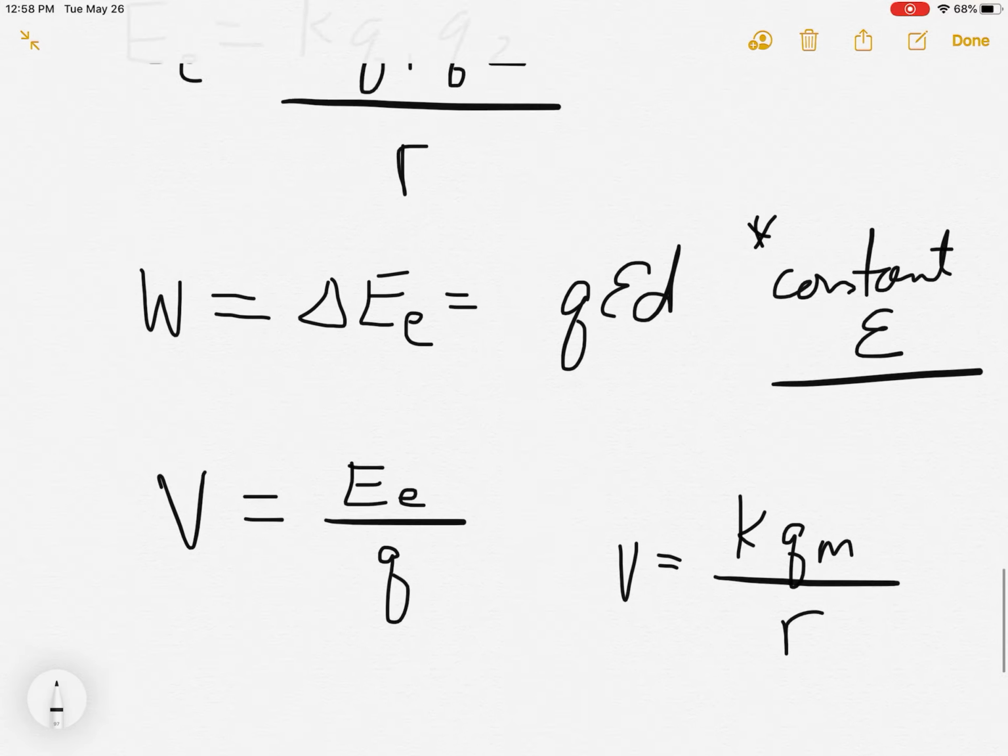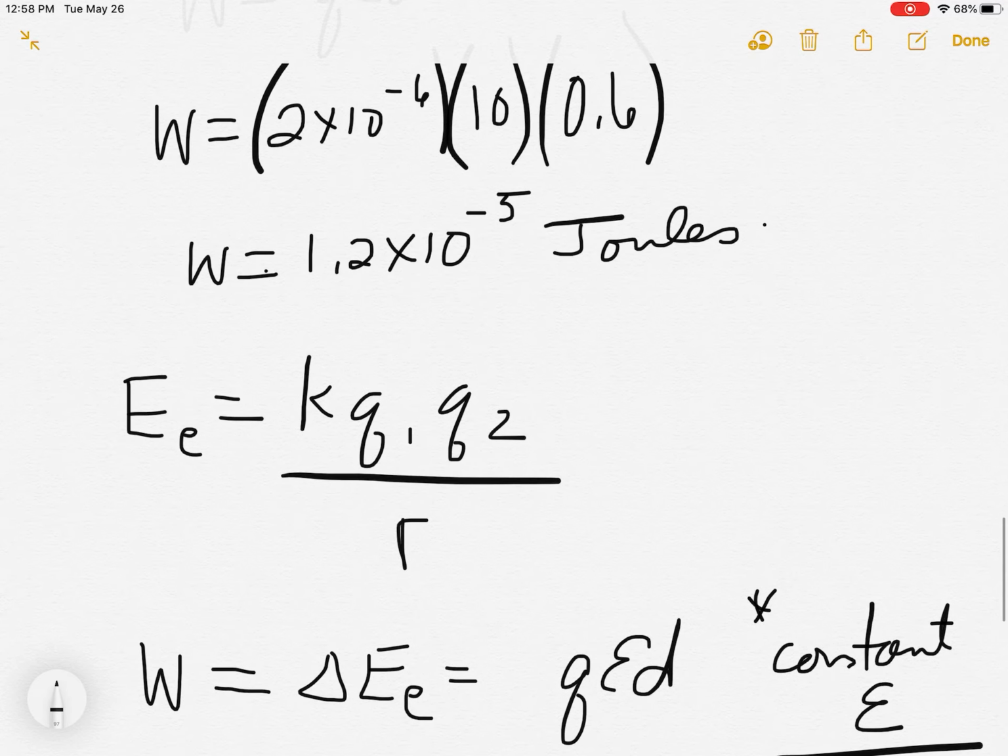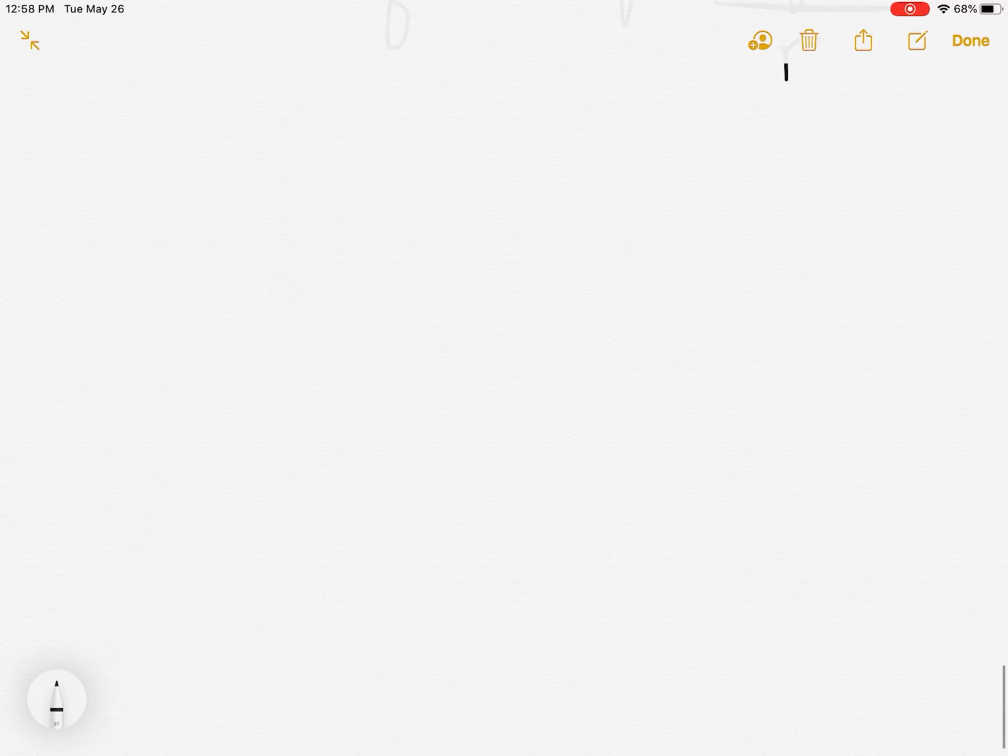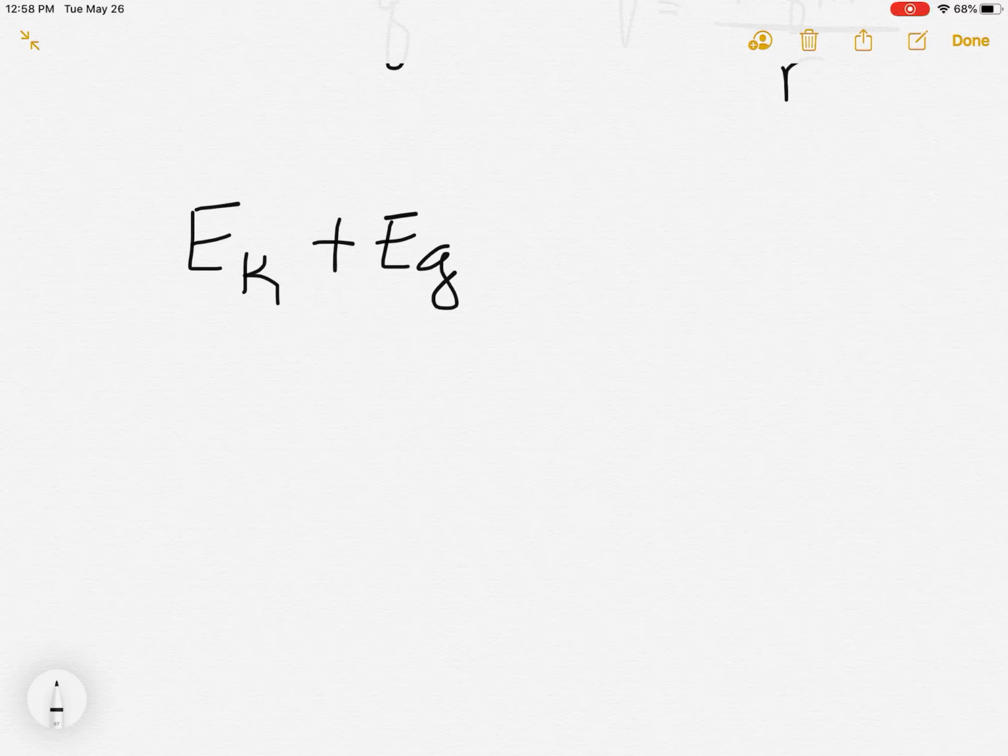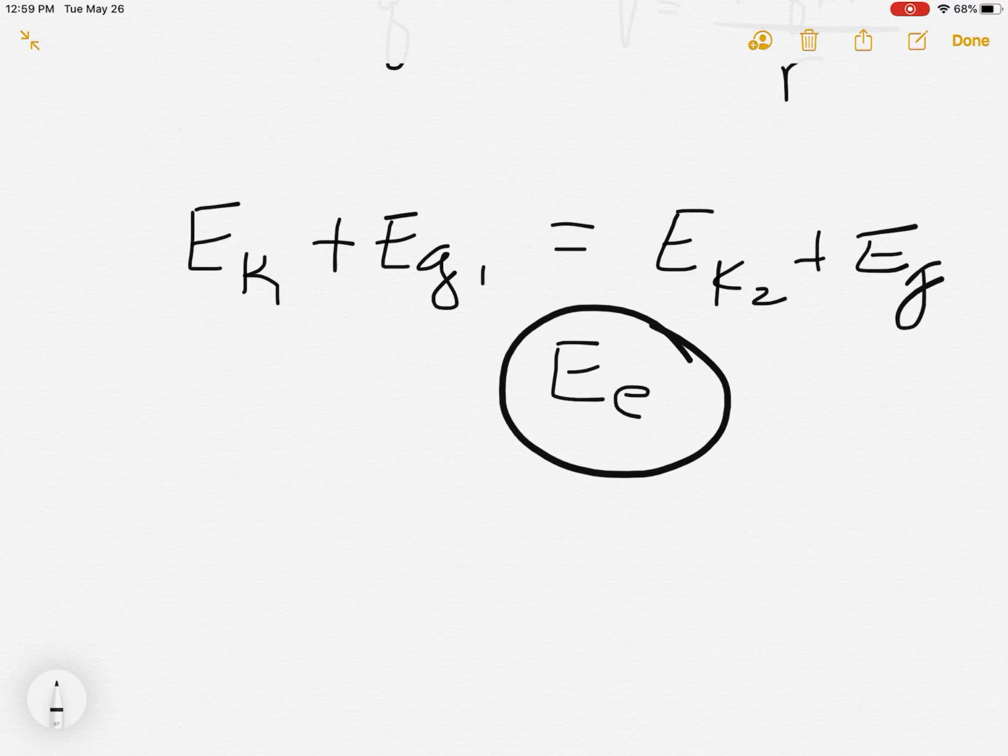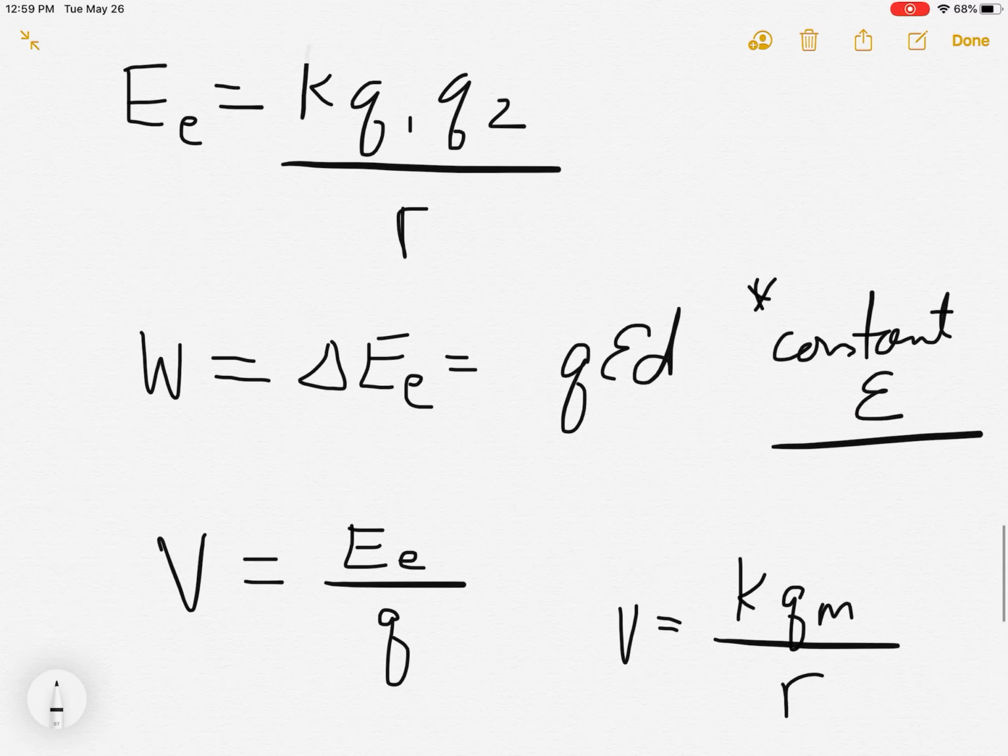Okay, now there is one more thing in the next video, and that will be how we can use electrical energy in energy conservation situations. If you recall, we were able to do last year EK and EG, remember? EK1, EG1 equals EK2, EG2. Well, now we have this other thing, EE, which is another form of energy which can go into these conservation equations. And we're going to learn how to do that in the next video. But for now, practice.